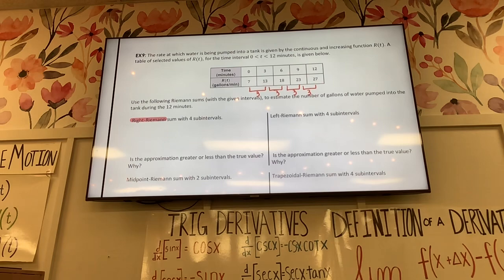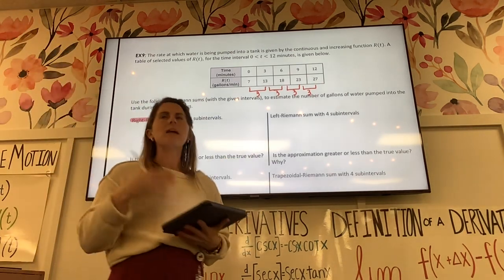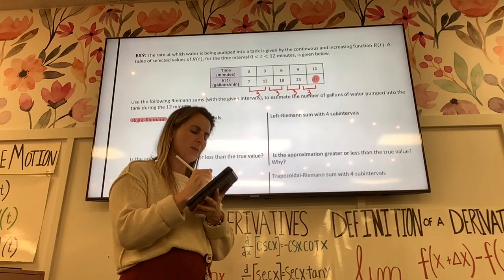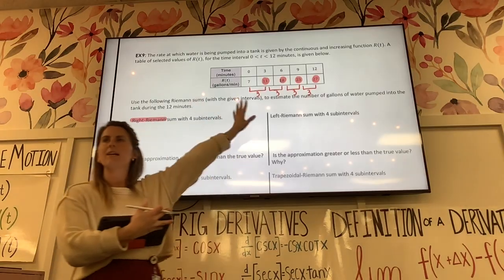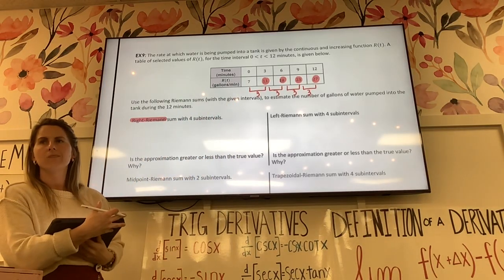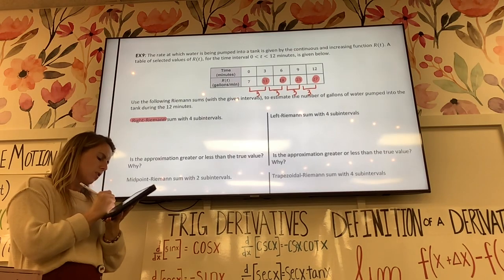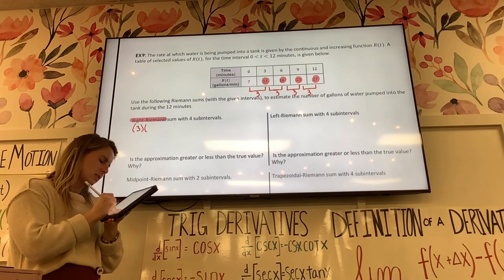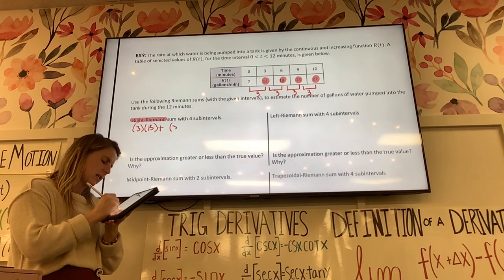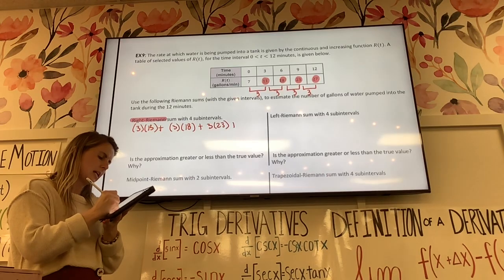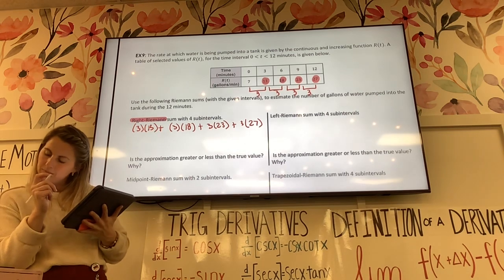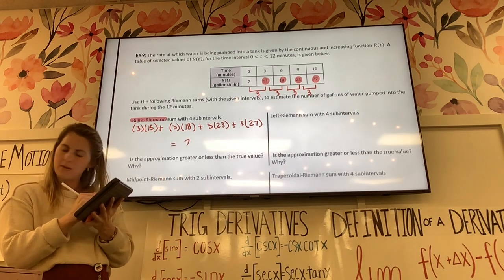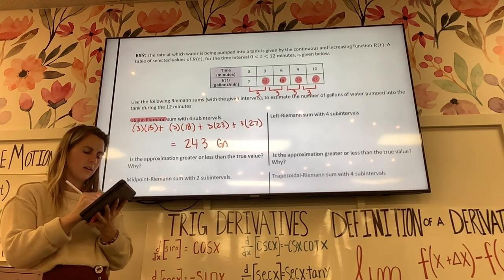Okay. When you're using a right Riemann sum, you are using the right points only. So you are going to be using this number, this number, this number, and this number. You aren't using 7 because that's a left point. Does that make sense? Okay. So we are going to do 3 times 13 plus 3 times 18 plus 3 times 23 plus 3 times 27, which is going to give you a total of 243 gallons.